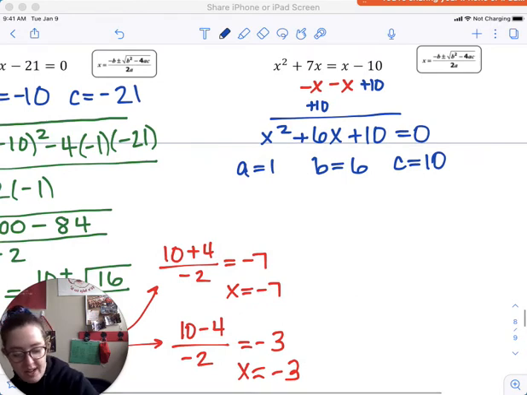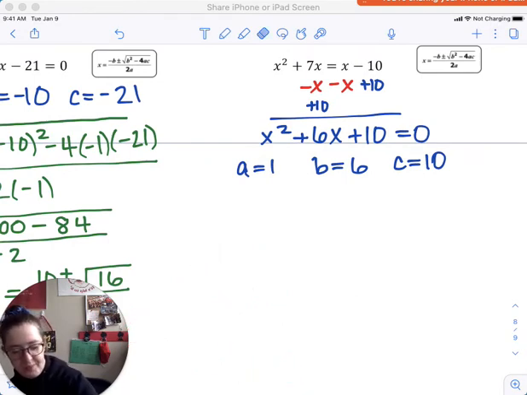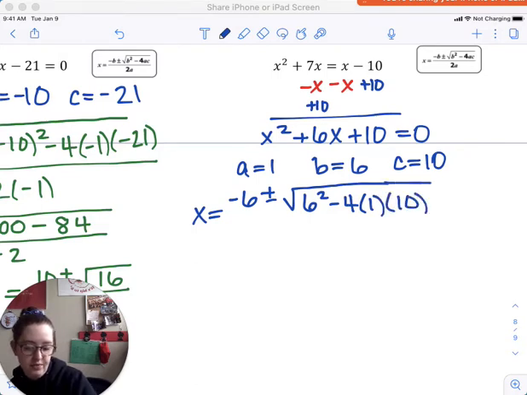I'm going to go ahead and erase these pieces that I had on my last problem, so I have room. All right, x equals the opposite of b, so the opposite of +6 is -6, plus or minus the square root of b squared, so 6 squared, minus 4 times a is 1, c is 10, all over 2a, so all over 2 times 1.